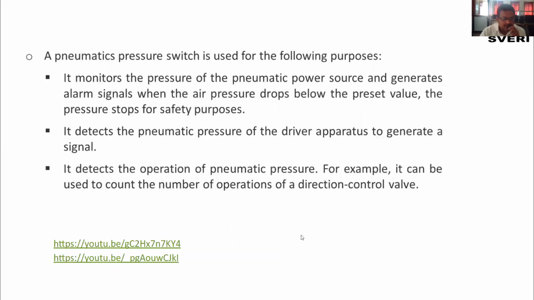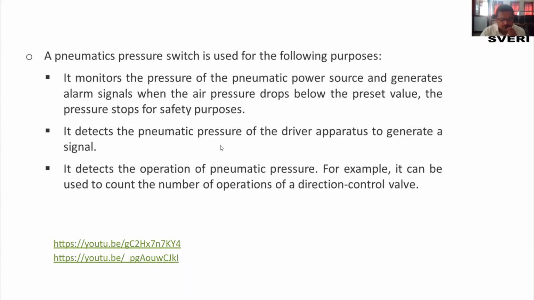A pneumatic pressure switch is used for the following purposes. First, it monitors the pressure of the pneumatic power source and generates alarm signals when the air pressure drops below the preset value. The pressure stops for safety purposes.